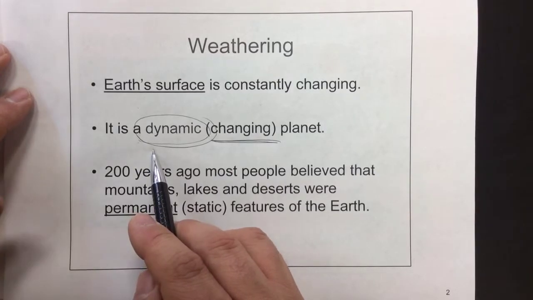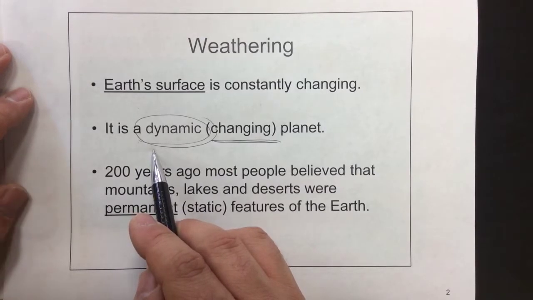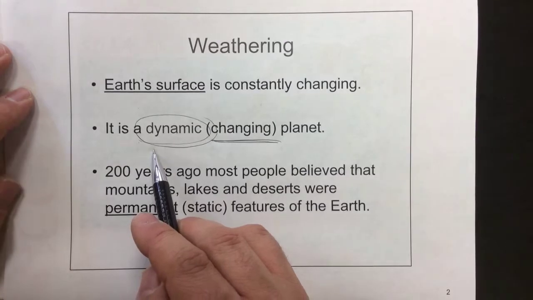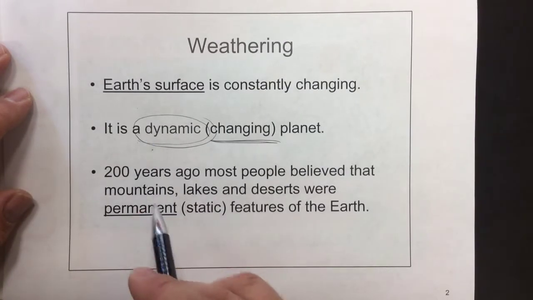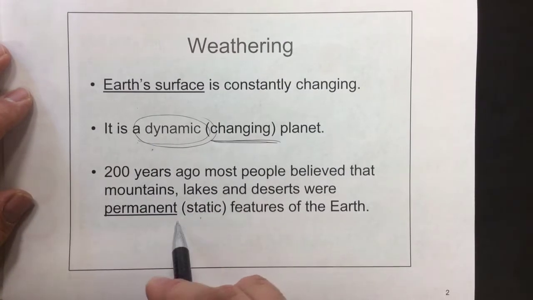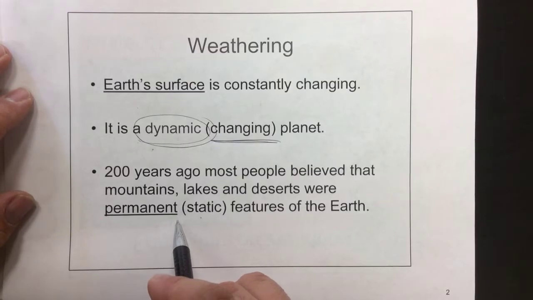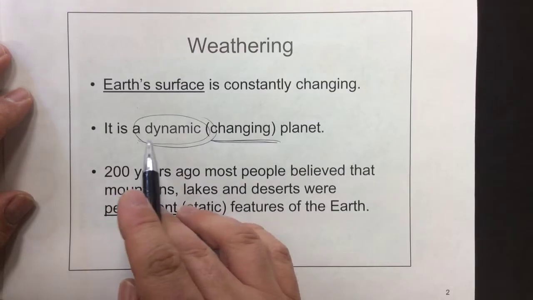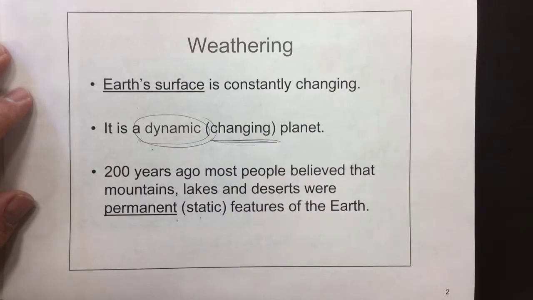Okay, so like a basketball game. A basketball game is always moving, the ball is going back and forth. It is a dynamic game. It is not static. Static basically means nothing is moving. So everything on Earth is dynamic, it is always changing.